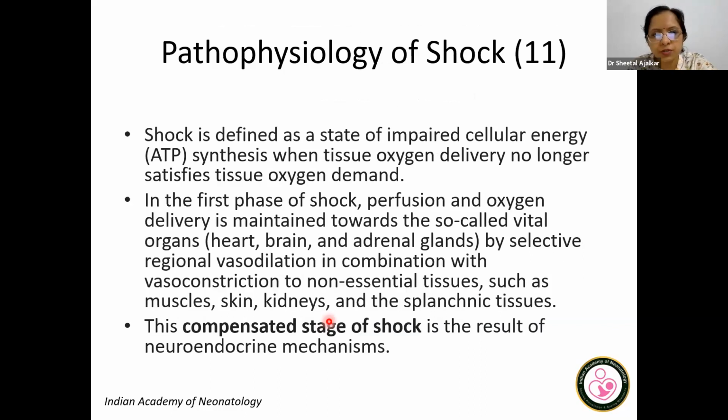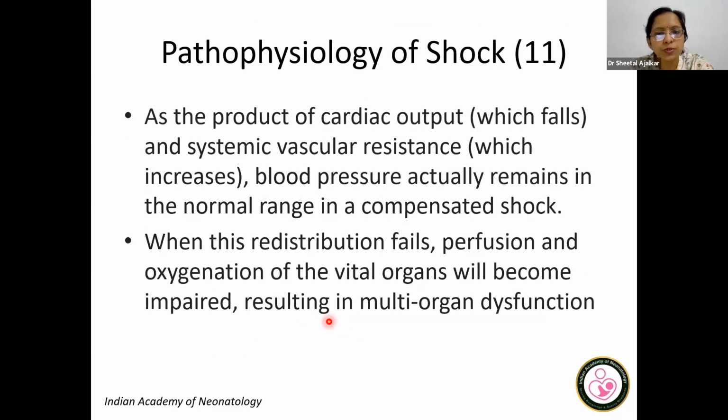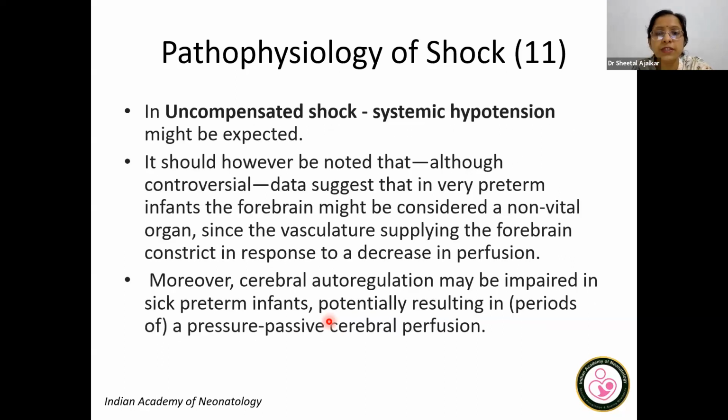Coming to the pathophysiology of shock, we all know that there is a compensated phase of shock, and then it goes to the uncompensated phase. In the first phase of shock, perfusion and oxygen delivery are maintained towards the so-called vital organs, importantly the heart, brain, and adrenal glands, by selective regional vasodilation and diverting the blood flow from the muscle, skin, kidneys, and splanchnic tissue. After the redistribution fails, the baby goes into a state of uncompensated shock when systemic hypotension sets in.